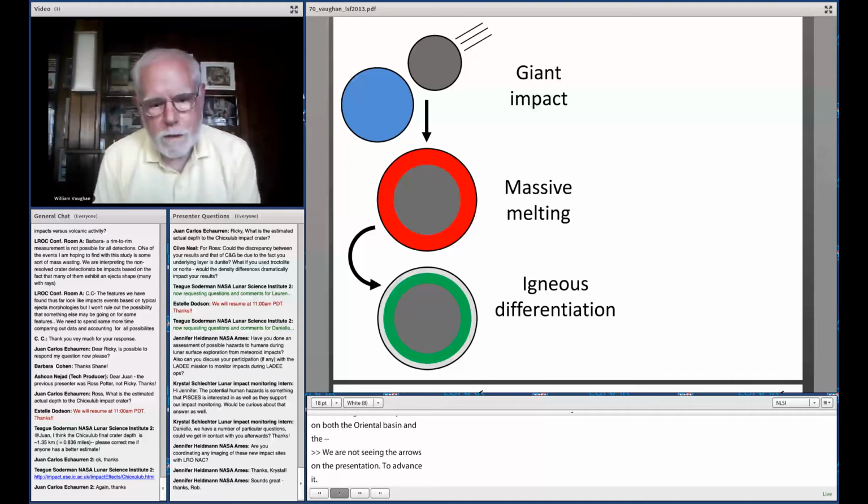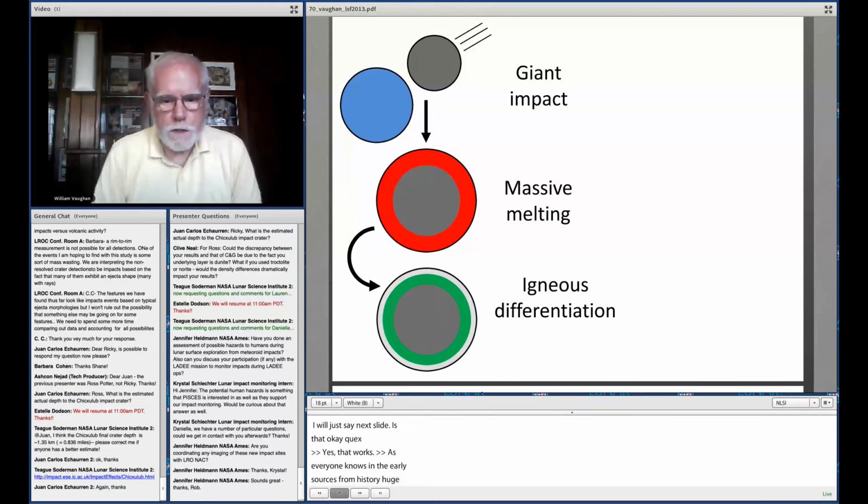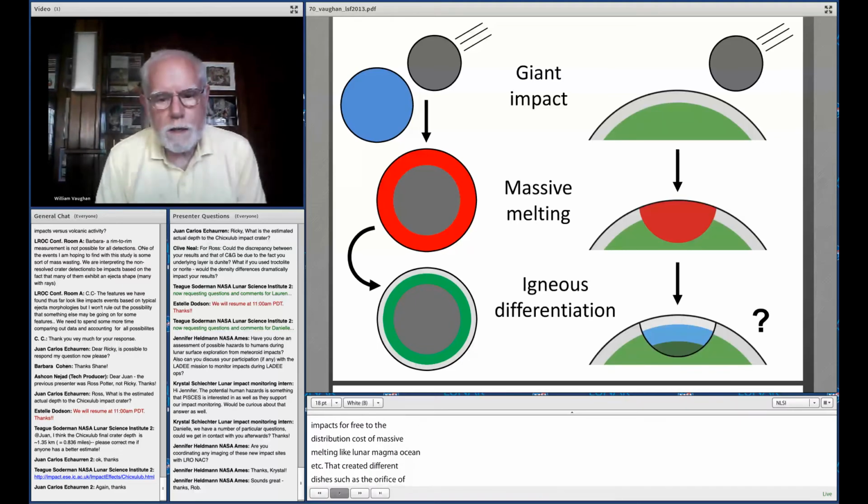Okay. So as everyone knows, in the early solar system history, a huge number of impacts created the planets, and also giant impacts associated with that frequency distribution of impactors caused massive melting, like the lunar magma ocean, et cetera. And ultimately, that created igneous differentiation, such as the anorthositic crust on the moon.